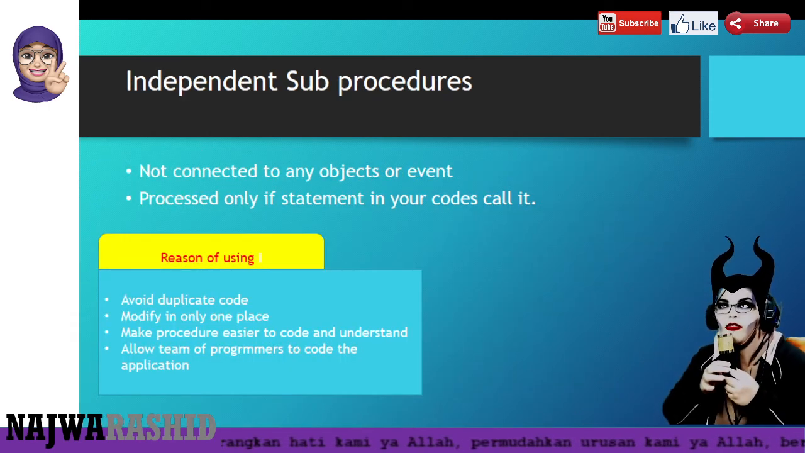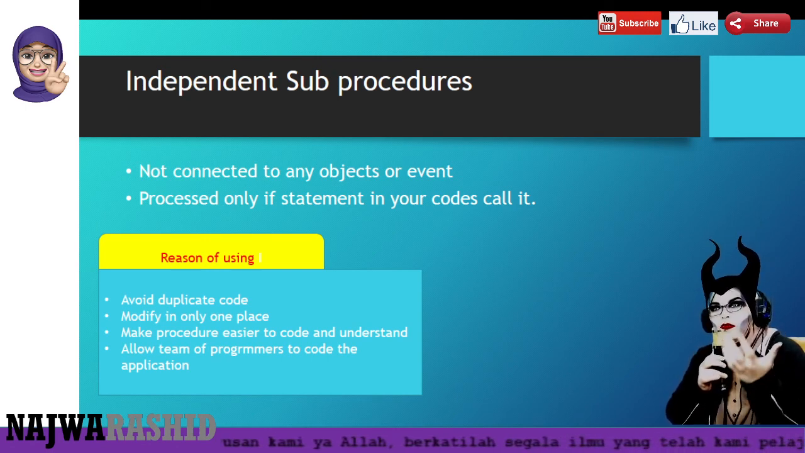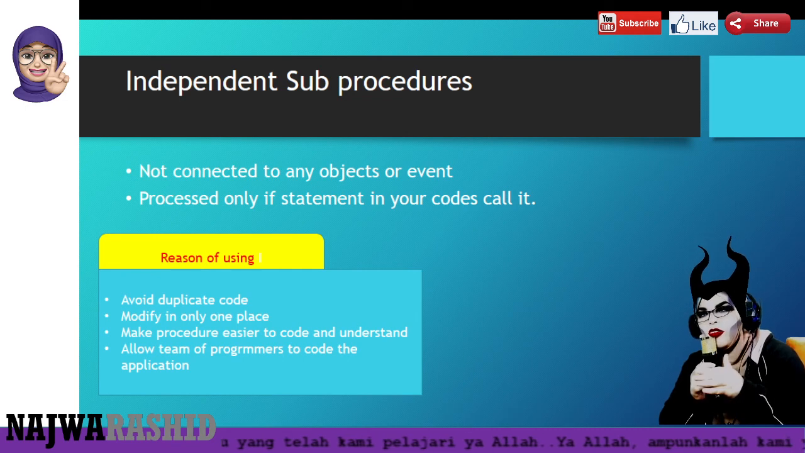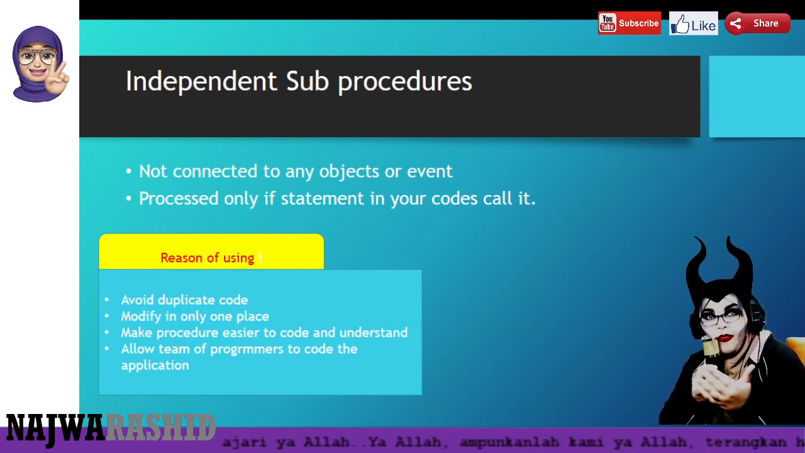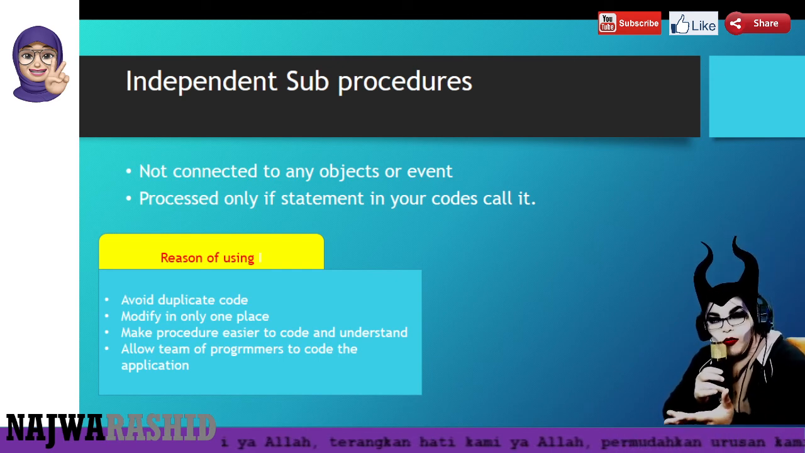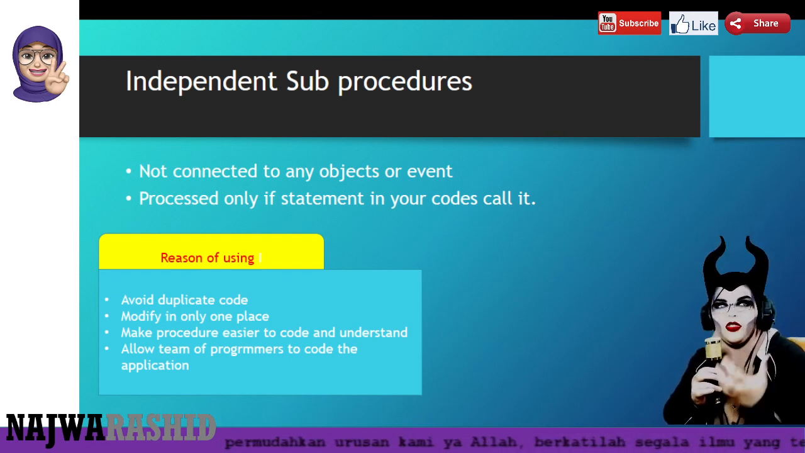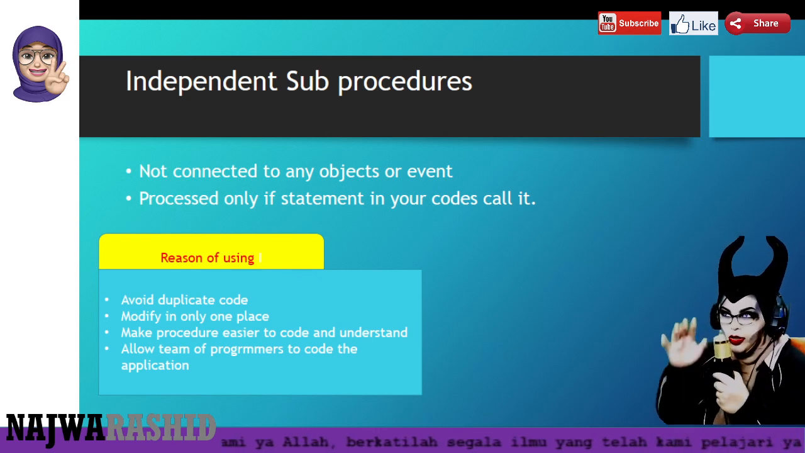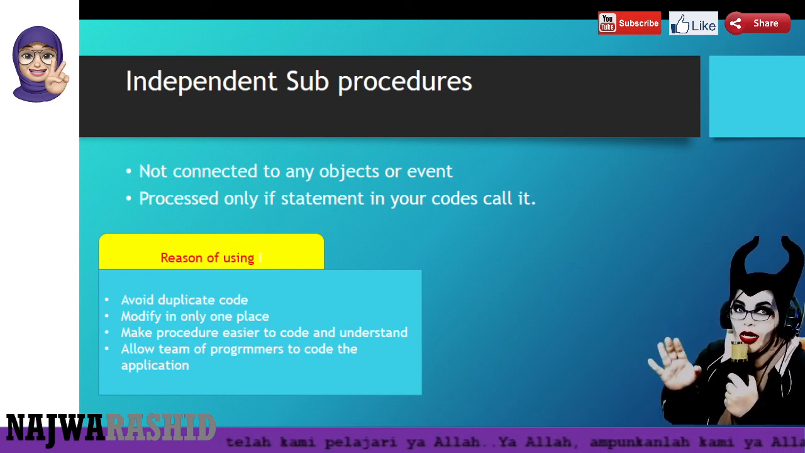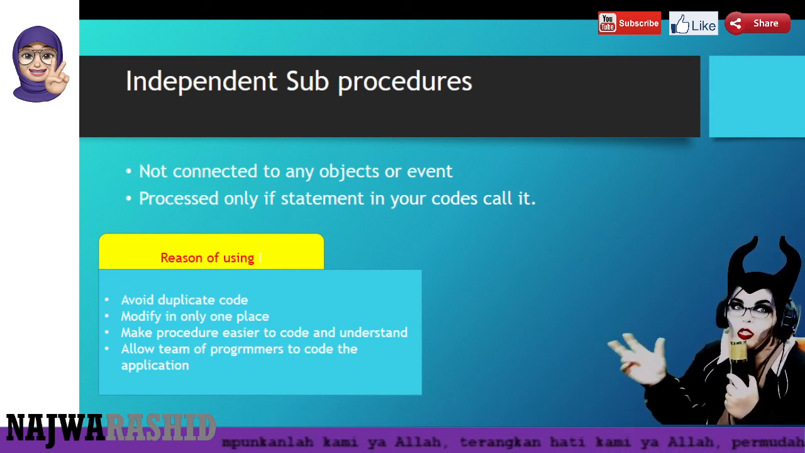Okay, the next part, we have the independent sub procedures. We also call it an independent procedure. The difference between an independent sub procedure and an event handling sub procedure is that event handling needs an event to occur first before we can call the procedure. For this procedure, as long as you call its name, it will process the code inside the procedure. So an independent sub procedure does not connect to any object or any event. It works independently as long as you call the procedure's name.